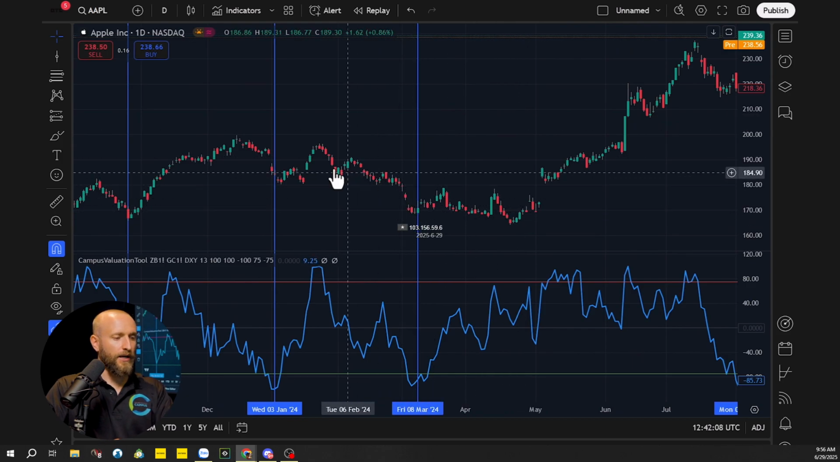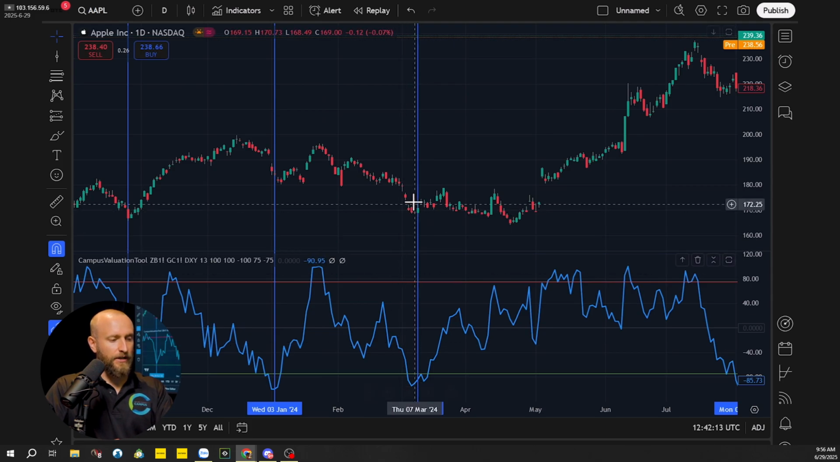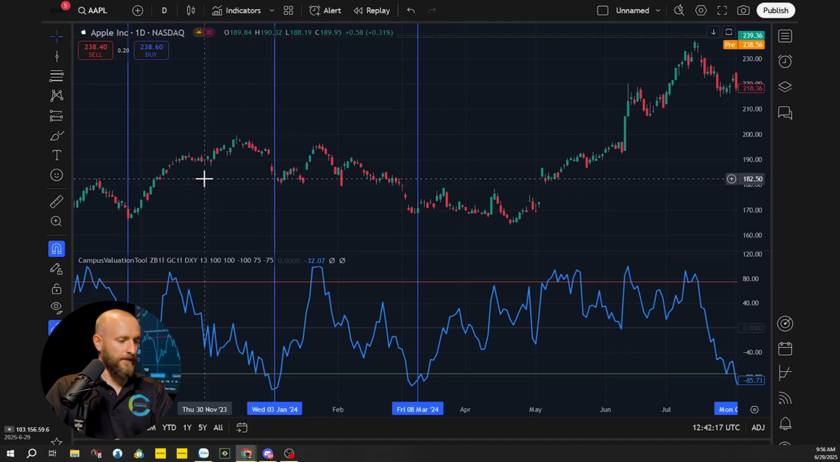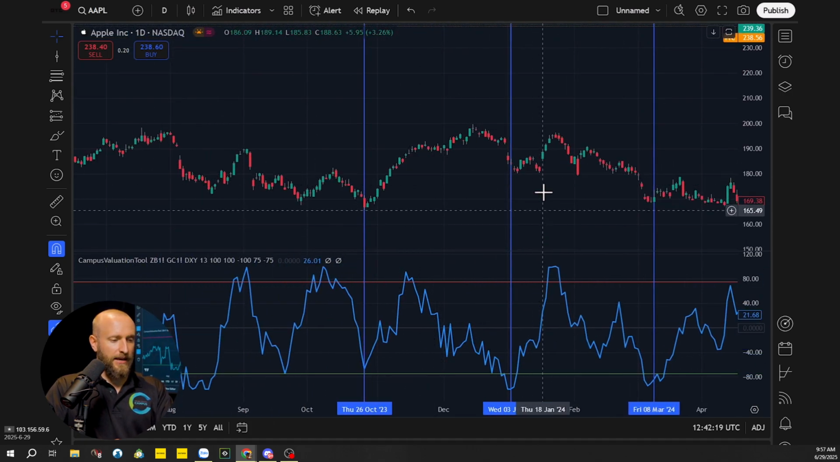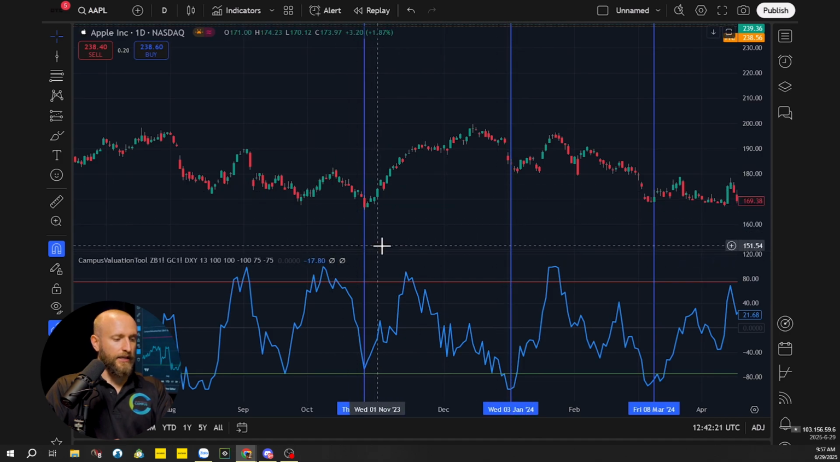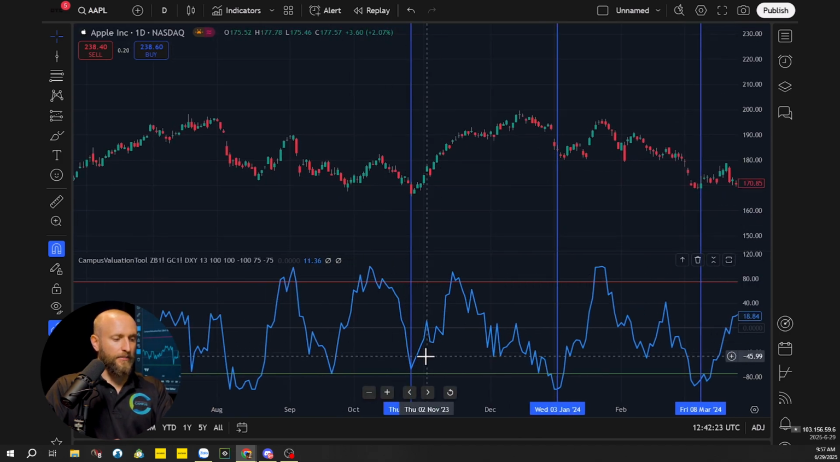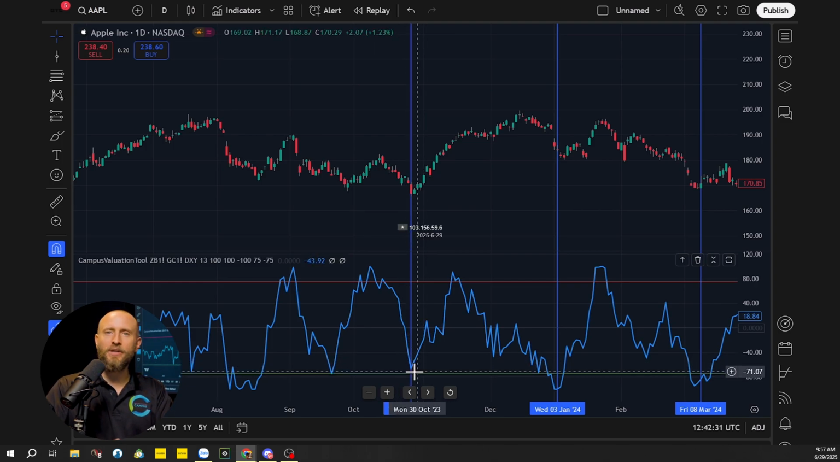Similar here, we were in a very long downtrend. We became undervalued, price started to slow down, and then eventually started to rally. Same thing happened here, and of course here. I just want to point out something on this particular example, because if you look closely, you might notice that we are actually not yet in an extreme. We're not yet really at or below the green line.